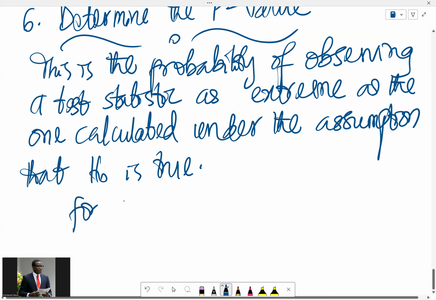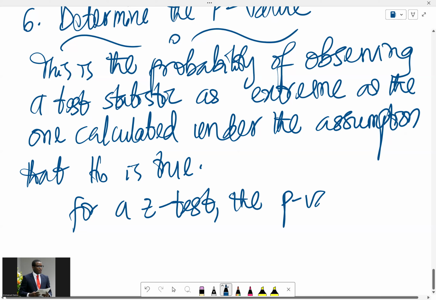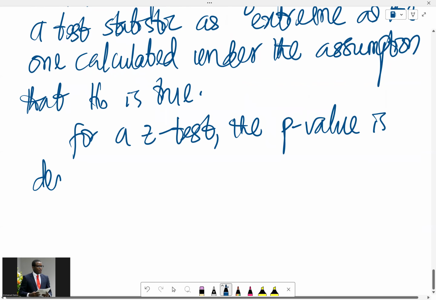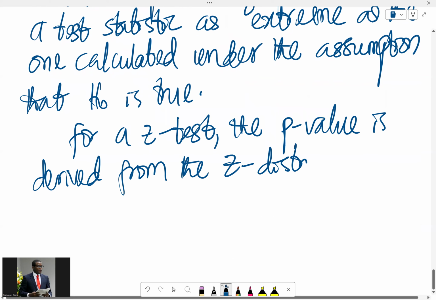For a Z test, the p-value is derived from the Z distribution. You get this from a table.